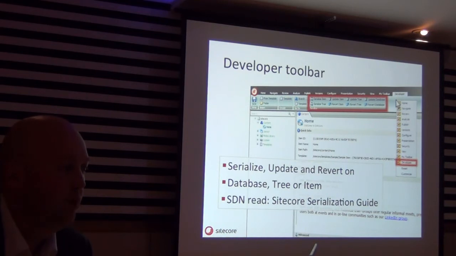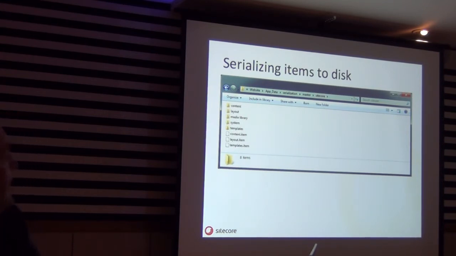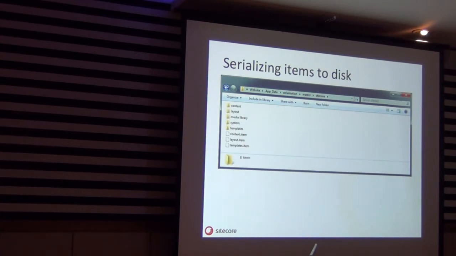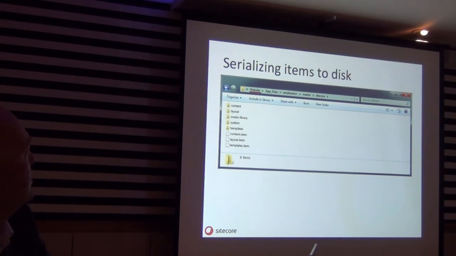Then when you serialize something, as we talk about with this tool, it ends up on disk. I've taken a very fancy screenshot here of some serialized data. You can see there are some .item files and corresponding folders. The folders will contain children. The example here would be that you have children of content lying under the content folder. And up here, are you getting this? This is all of my PowerPoint skills.